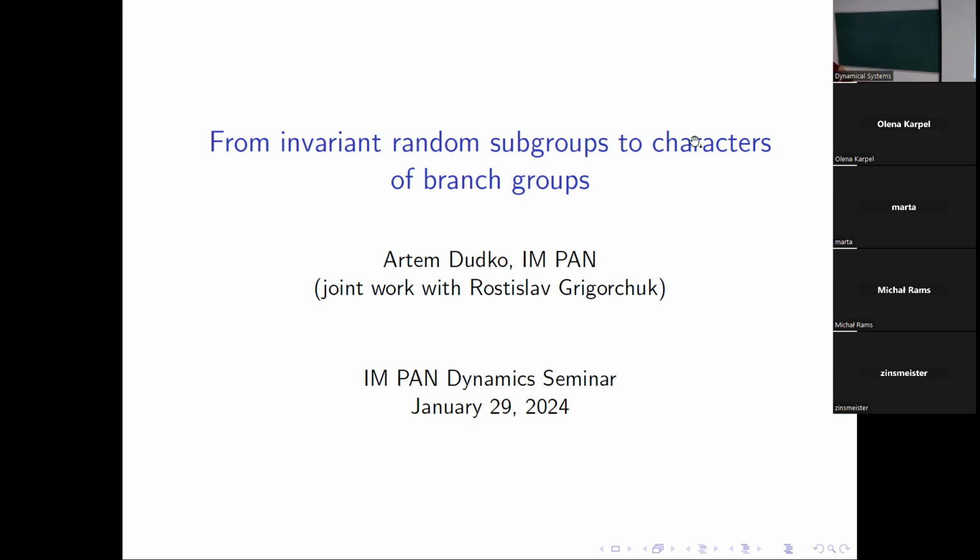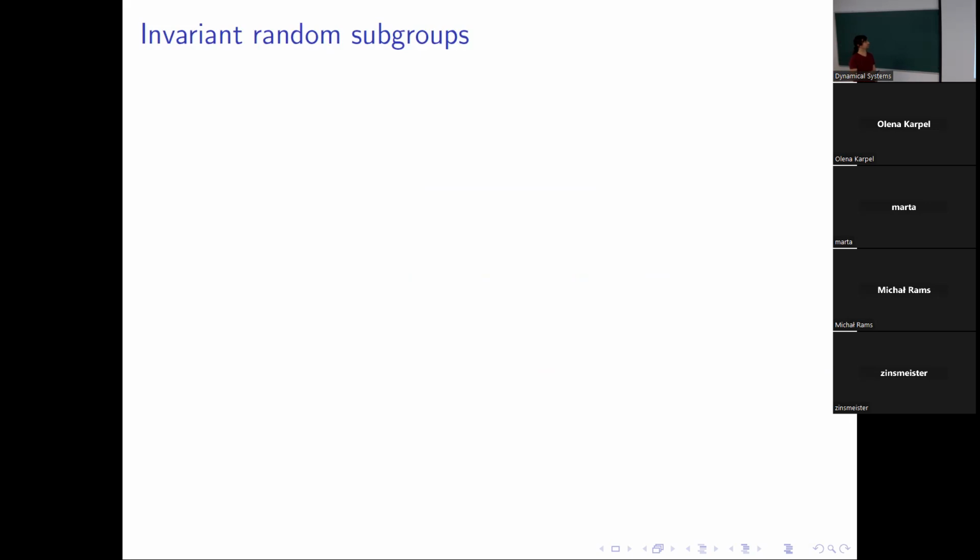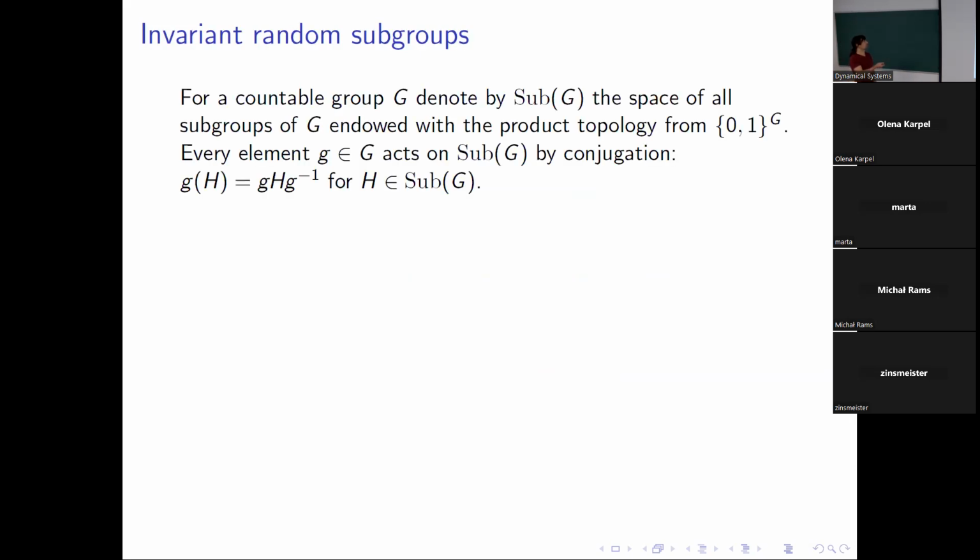So I will start with the definition of invariant random subgroup. It means exactly what it says. For a countable group G, we consider the space of all subgroups of G, which can be viewed as a subset of all functions from G to {0,1}, which mark which elements are included in our subgroup. And so we can go with the product topology from {0,1}^G. Then every element of the group acts on this space by conjugation. A subgroup H is mapped to the conjugated subgroup gHg^{-1}, so we naturally have a dynamical system.